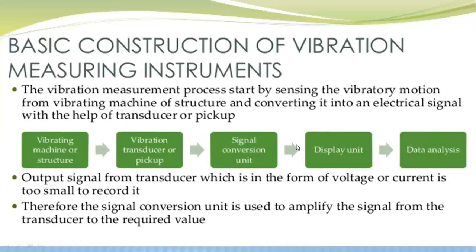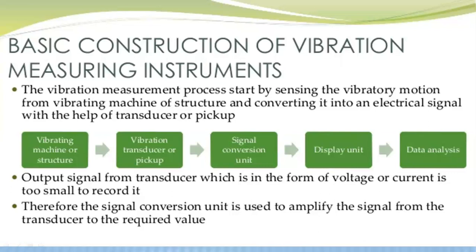And next one, what is the basic construction of vibration measuring instruments? What are the basic constructional details? How to construct the vibration measuring instruments, and what are the different parts involved in them? The vibration measuring process starts by sensing the vibratory motion from the vibrating machine or structure and converting it into an electrical signal with the help of a transducer or pickup.